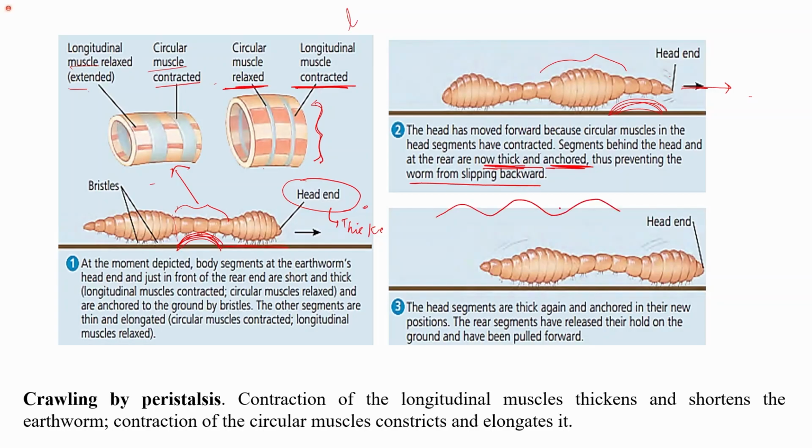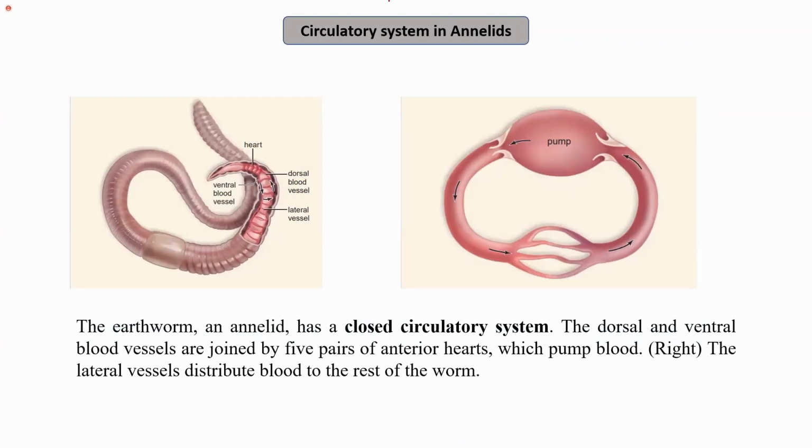So once the head comes in contact with the ground, then in the next moment the opposite will happen. Head has moved upwards. The next body part has come in contact with the ground. So that is how it moves forward in the rhythmic wave-like pattern, which is known as peristalsis. So the contraction of the longitudinal muscle thickens and shortens the earthworm, while the contraction of the circular muscles constricts and elongates it. Right? The next system is the circulatory system.